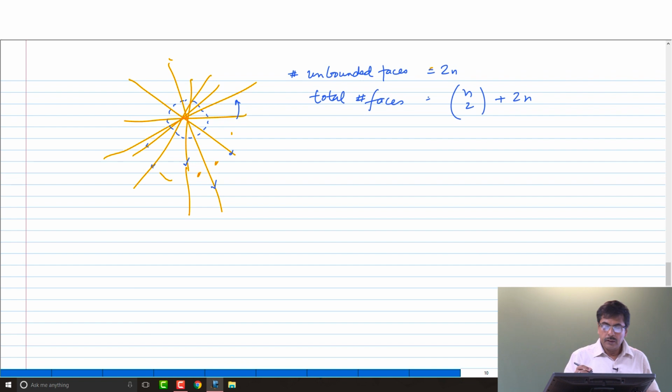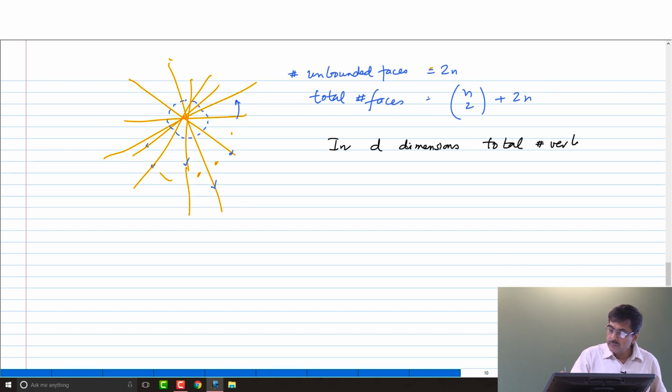d dimensions, the total number of vertices is how much? So in two dimensions, two lines intersect in a point. In three dimensions, three planes will intersect in a point, right? And let's again assume the simplicity of the arrangement. That is, no four planes intersect in a point.